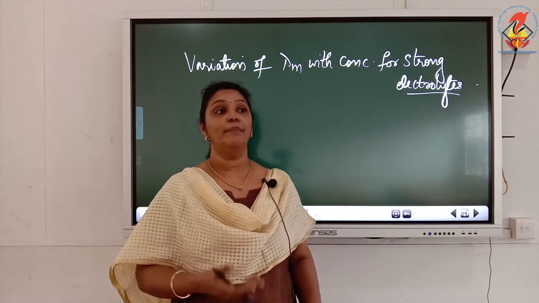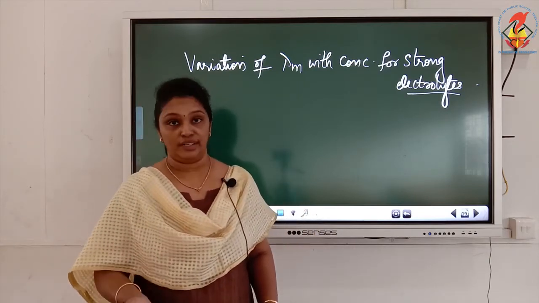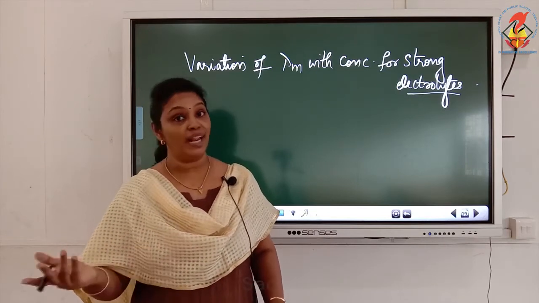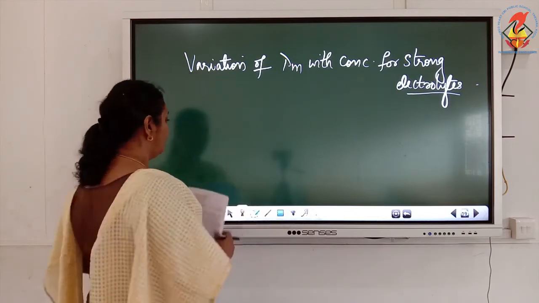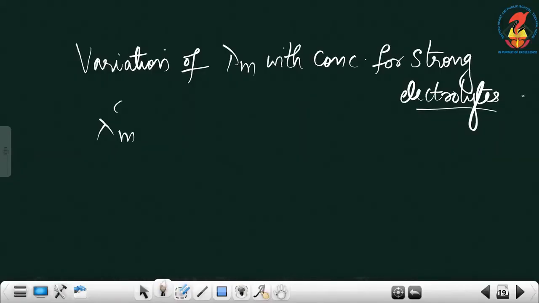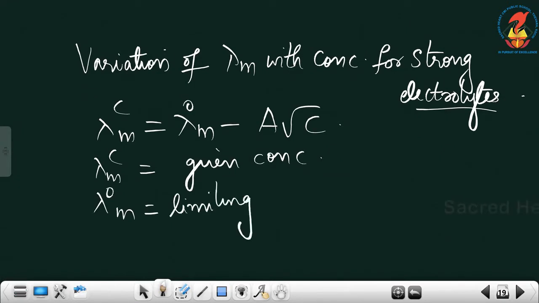Now, we have a mathematical expression to study variation of molar conductivity with concentration for strong as well as weak electrolyte. But now we are going to discuss strong electrolyte. That mathematical expression is lambda mc equals lambda naught m minus a root c, where lambda mc is the molar conductivity at a given concentration. Lambda naught m is called limiting molar conductivity.